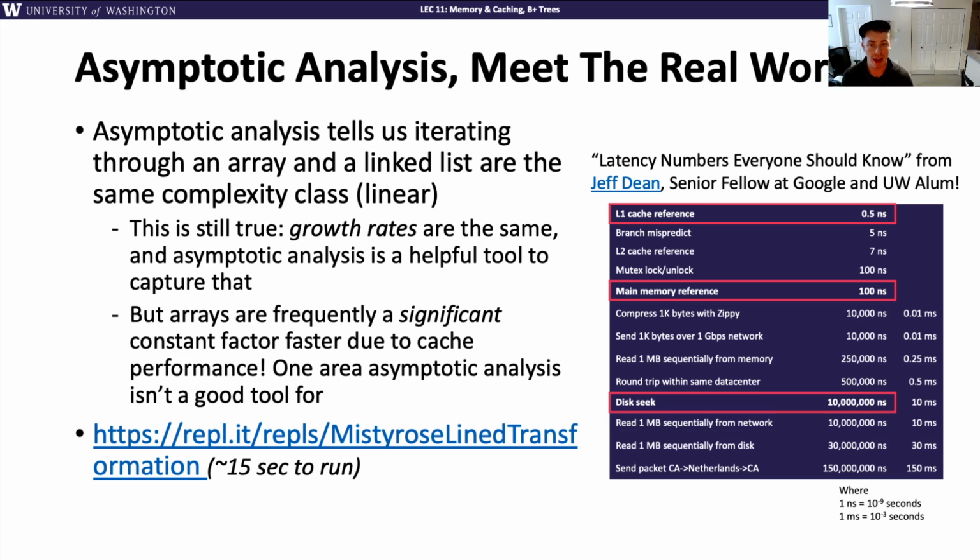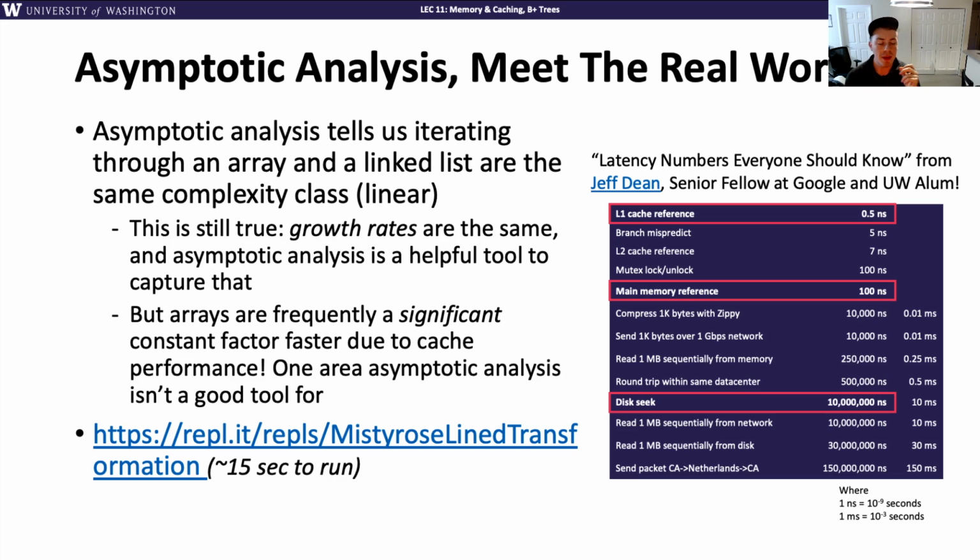They're both big O of n. And this is a true statement. Big O is a statement about growth rates as n gets really, really large. The growth rates are the same. They both scale linearly with n. And asymptotic analysis is a very helpful tool for quickly being able to identify these growth rates.